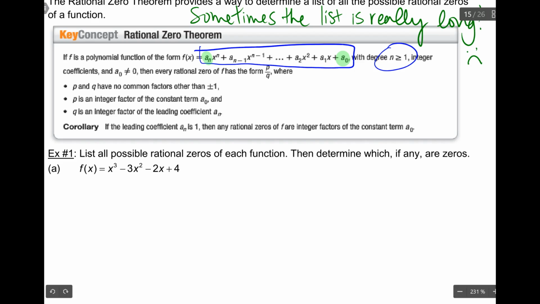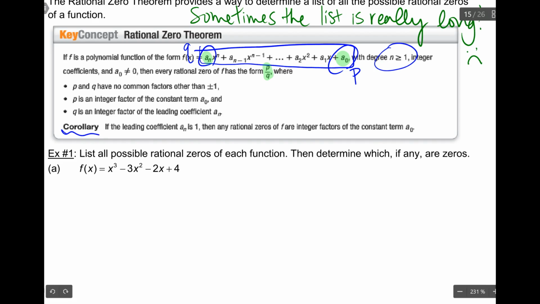What we're actually interested in is the first coefficient and the very last number, which is our constant. So we have this p over q. Notice that p and q have no common factors other than plus or minus 1. Here's our p, here's our q. P is the integer factor of the constant term a0. Q is the integer factor of the leading coefficient an.